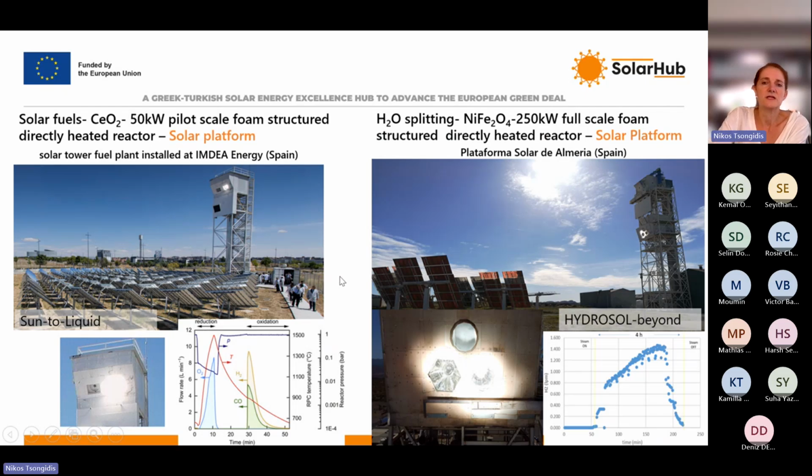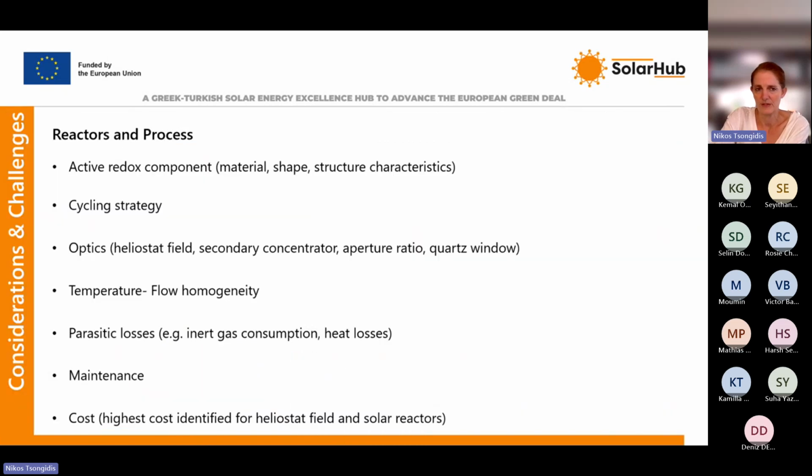And on your right, you can see the hydrosol solar platform at the Plataforma Solar de Almeria in Spain, and an example of hydrogen production during one day of operation on the solar platform on a reactor that consisted of nickel ferrite coated foams. In both these cases, we had reactors that were cavity reactors directly heated from concentrated solar radiation.